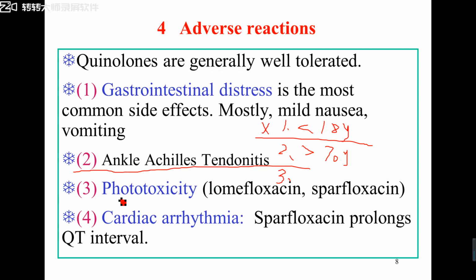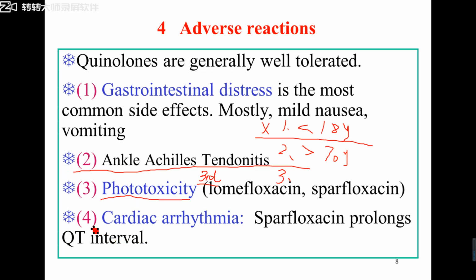The next adverse reaction is phototoxicity, especially with the third generation quinolones, such as lomifloxacin and sparfloxacin. They are the third generation quinolones and have this phototoxicity. Do you know phototoxicity? It means one kind of allergic reaction. This allergic reaction is a sunshine skin rash. It is one kind of allergic reaction. It only occurs on skin exposed to sunshine, such as the arms and the face, which have skin rash.